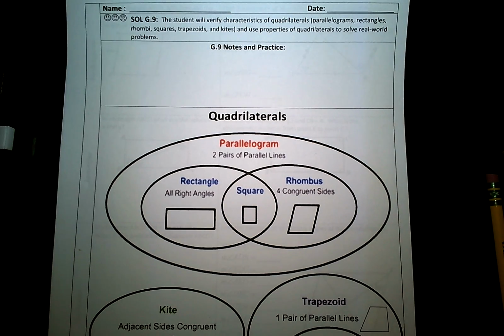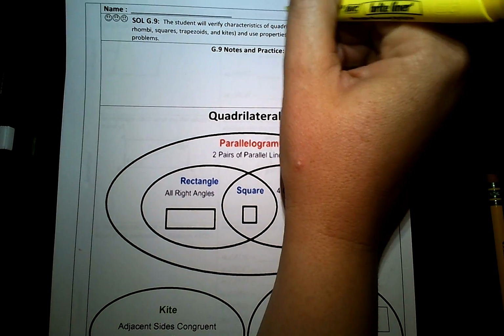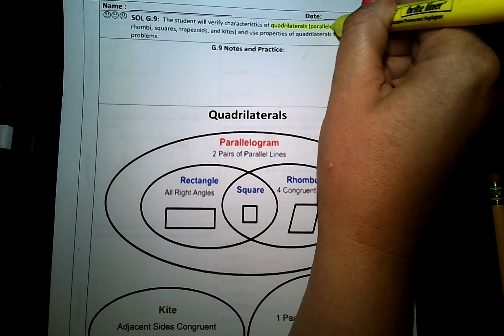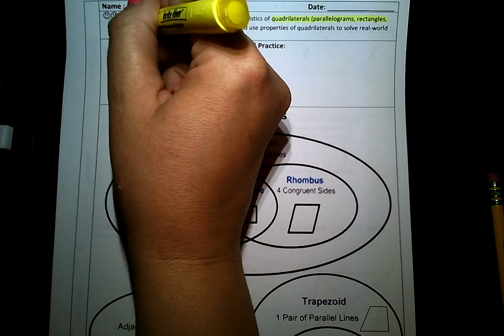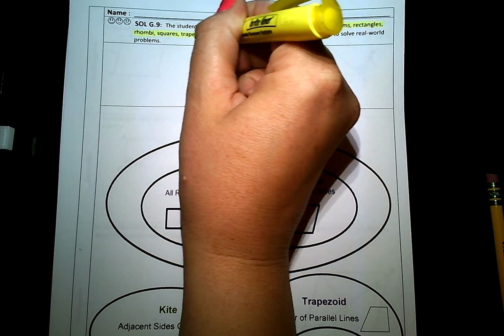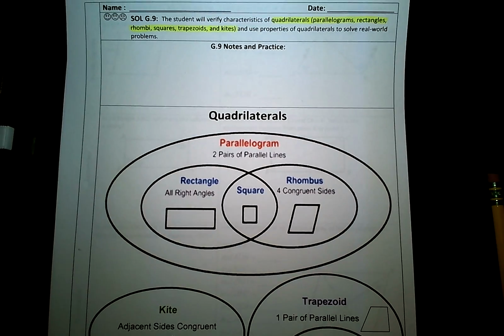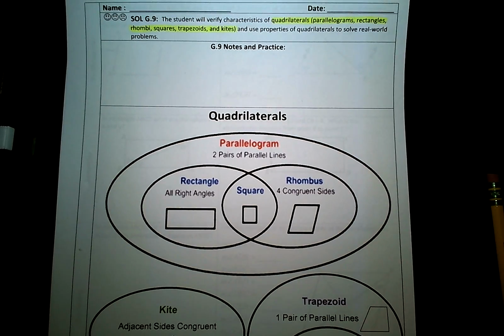Hello, this is Mrs. Denton, and in this video we're going to be looking at SOL G9. SOL G9 is all about quadrilaterals. It says the student will verify characteristics of quadrilaterals, which includes parallelograms, rectangles, rhombi, squares, trapezoids, and kites, and use those properties of quadrilaterals to solve real-world problems.